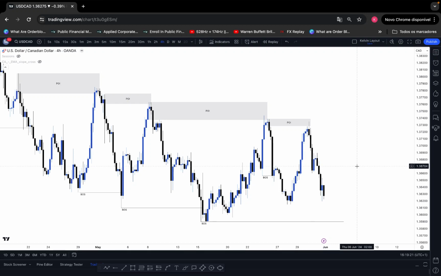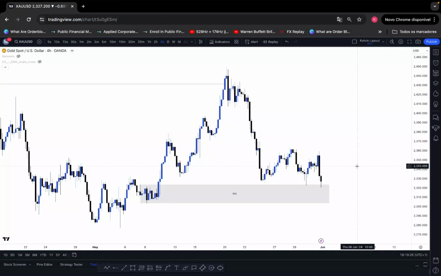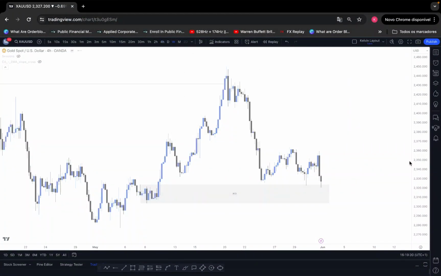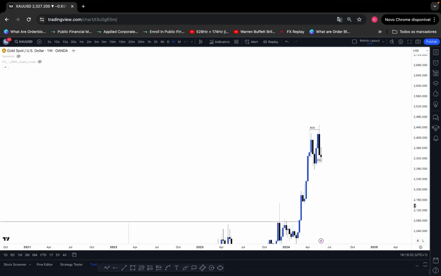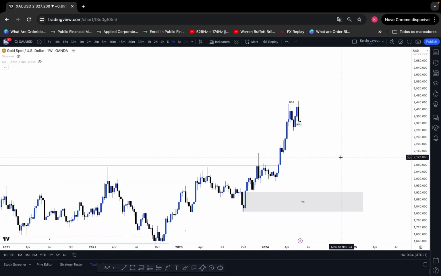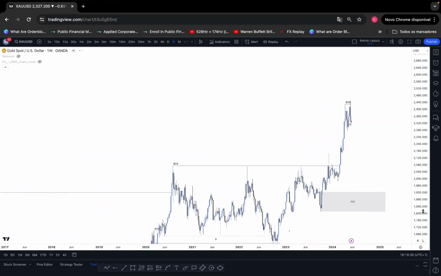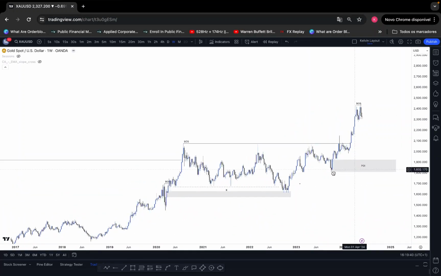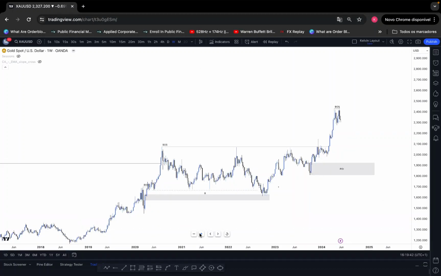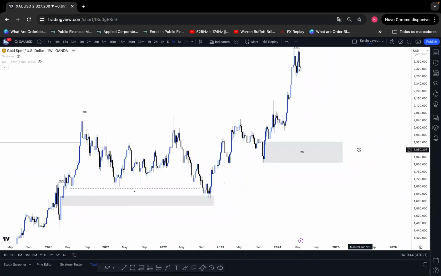Let's move to the last pair. So our last pair, as always, is going to be gold. Gold. Let's look at the weekly. Gold is on a huge bullish run. It's like non-stop bulls. We never know when gold is going to finally pull back for real. But we can see that gold is very, very strong over the dollar.